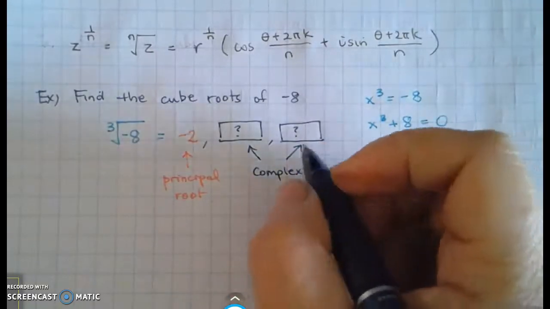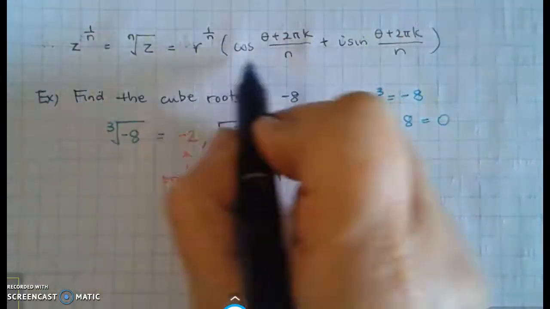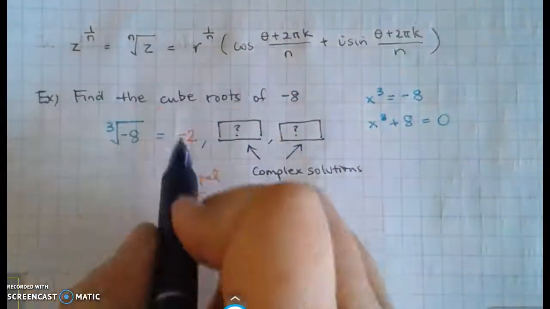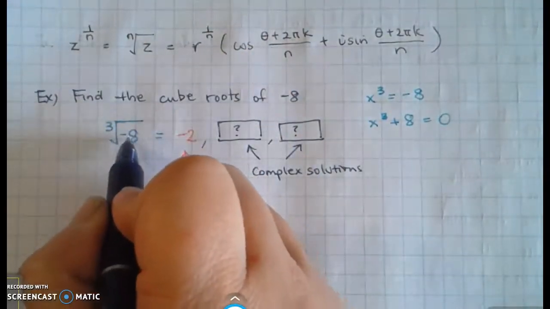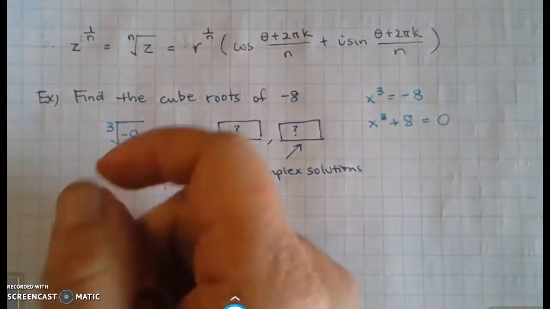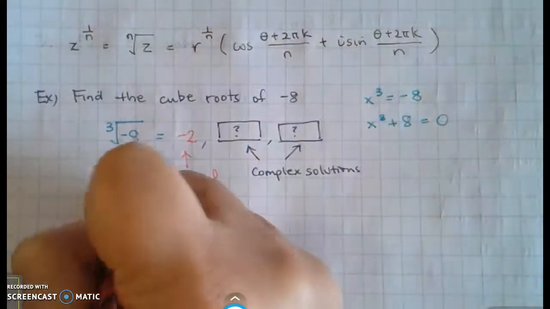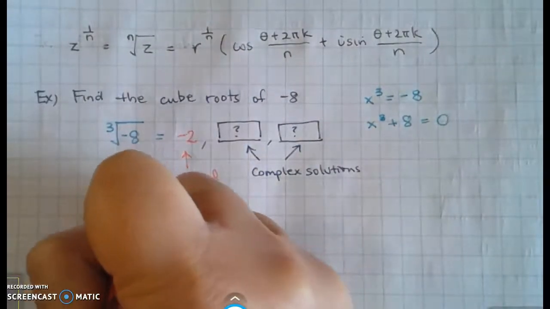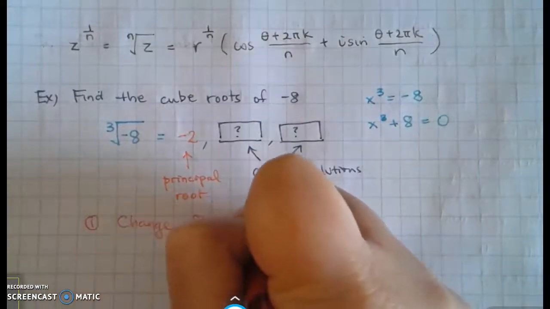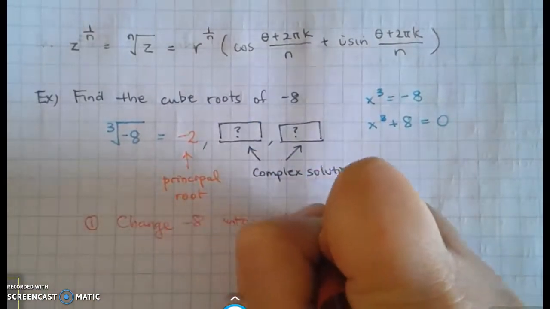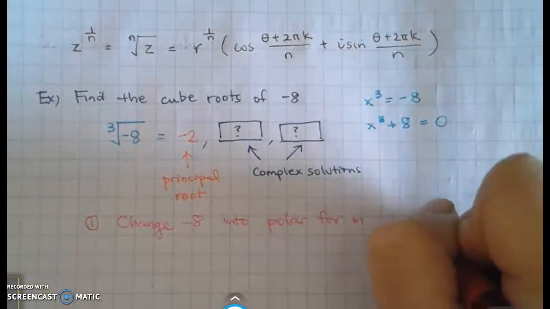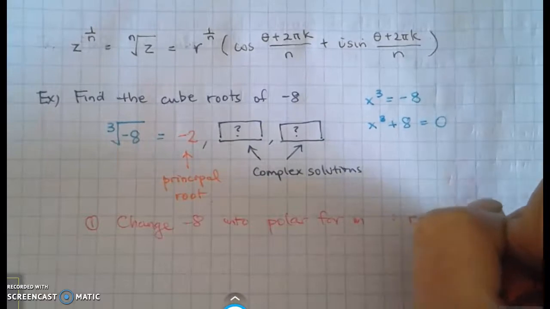And how do I find that? Use the theorem above to find this. To find that, we are going to change this number -8 into polar form. So that's my first step. Step 1 is change -8 into polar form, that is r cis theta.